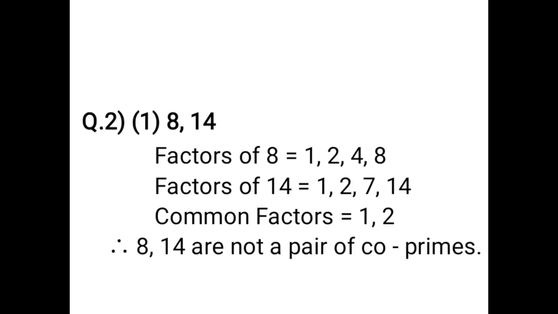Therefore 8, 14 are not a pair of co-primes. Why? If the numbers are a pair of co-primes, there should be only one common factor. Here there are two common factors. Only number 1 should be common. Okay, then only the numbers are a pair of co-primes. If the numbers have more than one common factor, they are not a pair of co-primes. This is the reason.